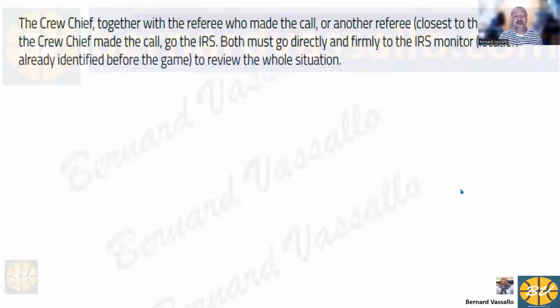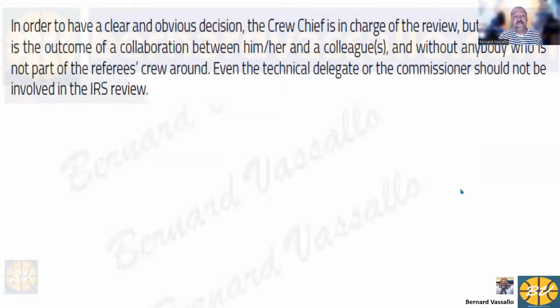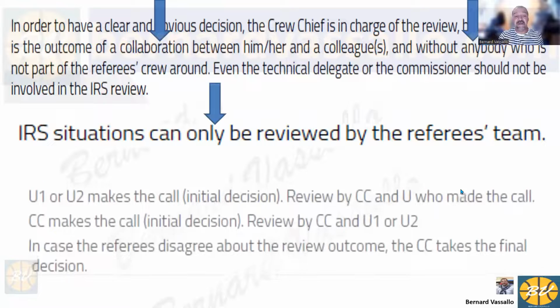And as explained before, the crew chief together with the referee, especially if there's another referee who has made the decision, will go to check the IRS to review the situation. Then, together, both referees, nobody else, the two referees then will see the play and will decide accordingly together on the outcome of the play. As mentioned there, IRS situations can only be reviewed by the referee's team.